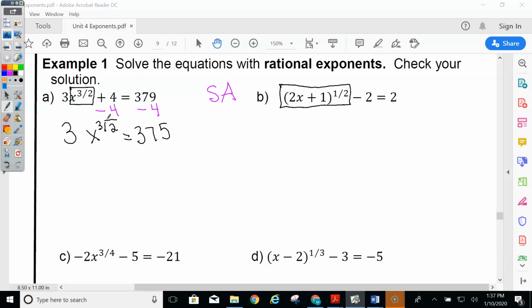But again, the base is still not completely by itself. So again, these aren't attached together. They go separate. So you want to separate the 3 from the x. So we want to multiply or divide. So what are we going to divide by? In order to get rid of the 3, we divide both sides by 3. So that cancels this one out. So x to the 3/2 equals 375 divided by 3. You can just do this in your calculator. Is 125.